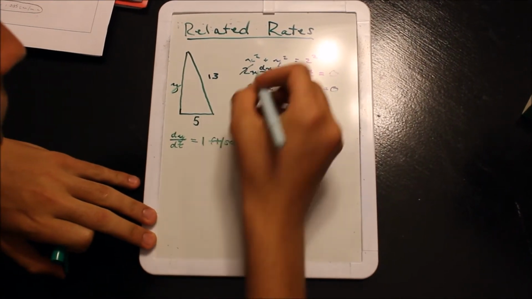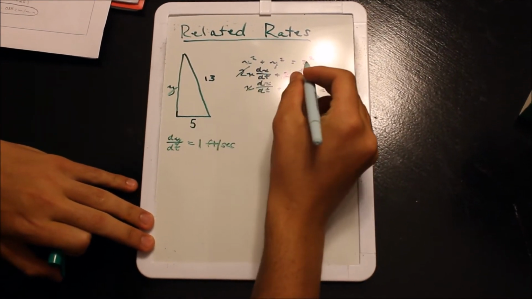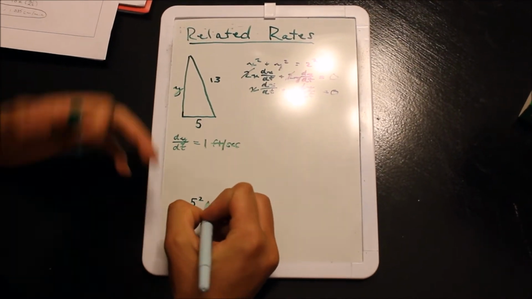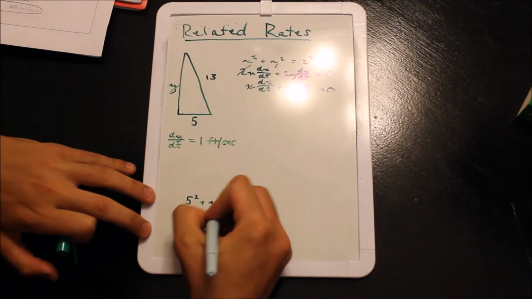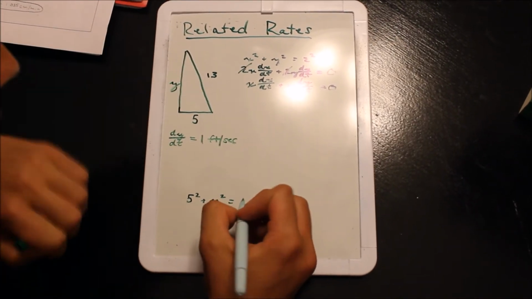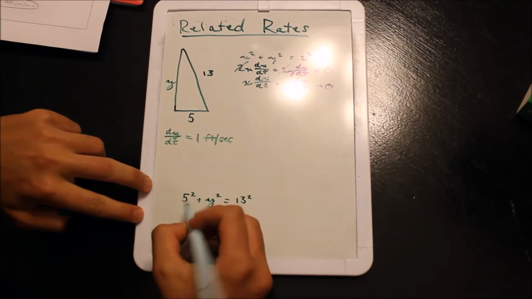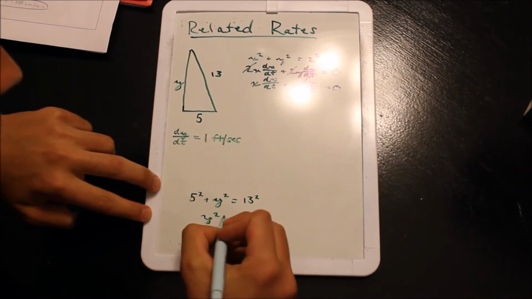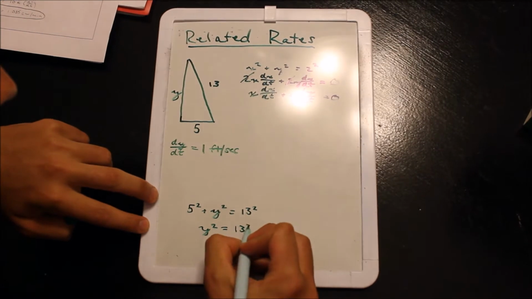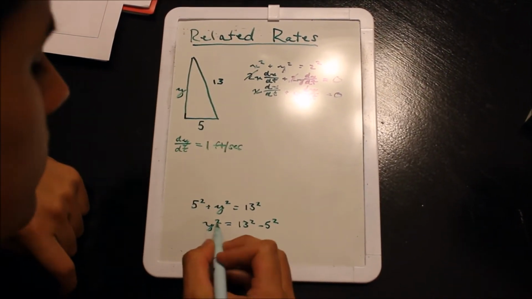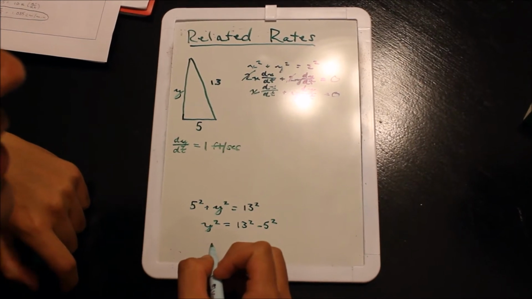So, we know we have our x squared plus y squared equals z squared. Well, we know our x. That's 5 squared. We don't know our y, so we're going to keep that the same. That's the variable we need to solve for. And set it equal to our z, which we know is our 13 squared. Now, we're going to take our 5 squared, put it over the other side. 13 squared minus 5 squared. Now, do you know what 13 squared minus 5 squared is, Dad?